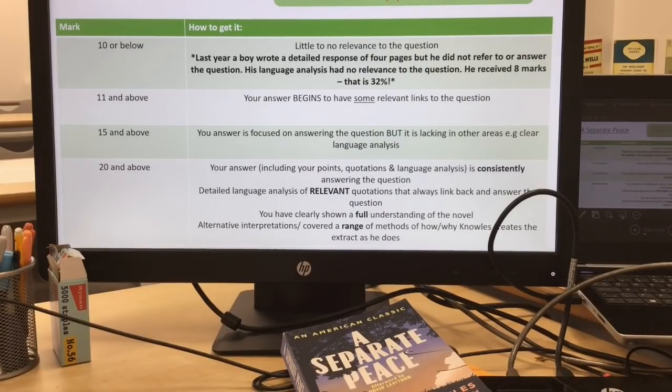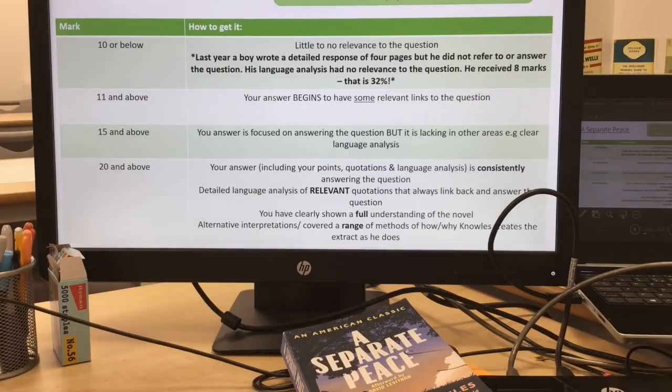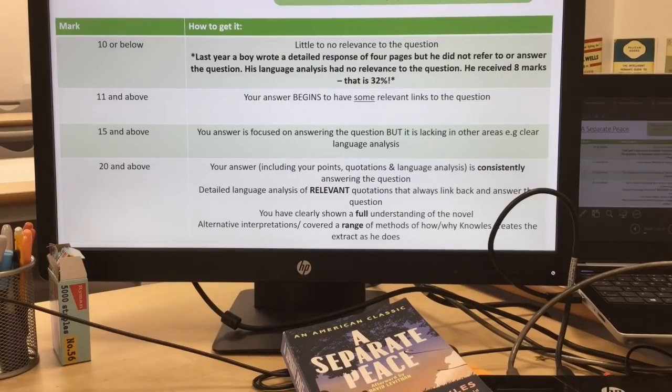You need to show a clear understanding of the full novel. We will do the extract question tomorrow, but you still need to make relevant links back. So if you leave that exam tomorrow and you don't mention the tree incident, you don't mention that Finney and Jean are best friends and they're at school and then they fall out, then you haven't shown a full understanding of that novel. And finally, you need to show alternative interpretations to get that top mark. So you want to really delve into your analysis, showing how Knowles might have tried to create different effects.